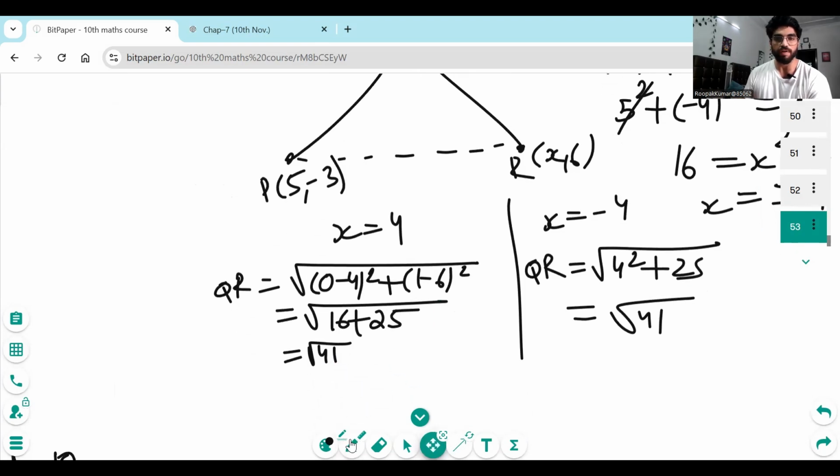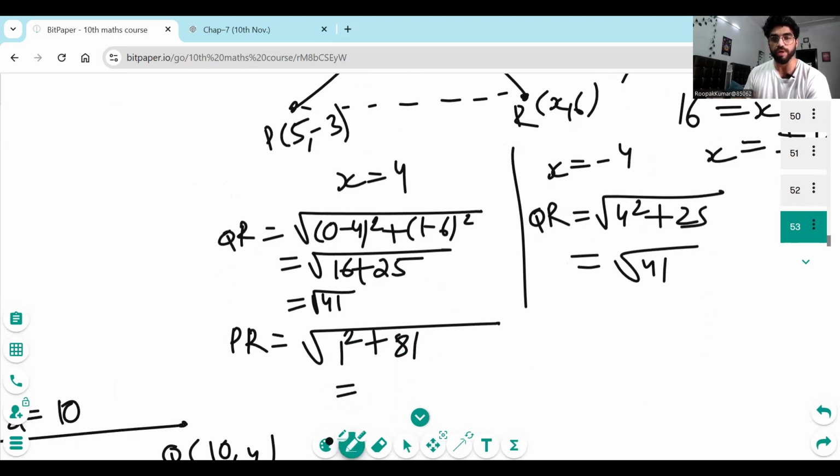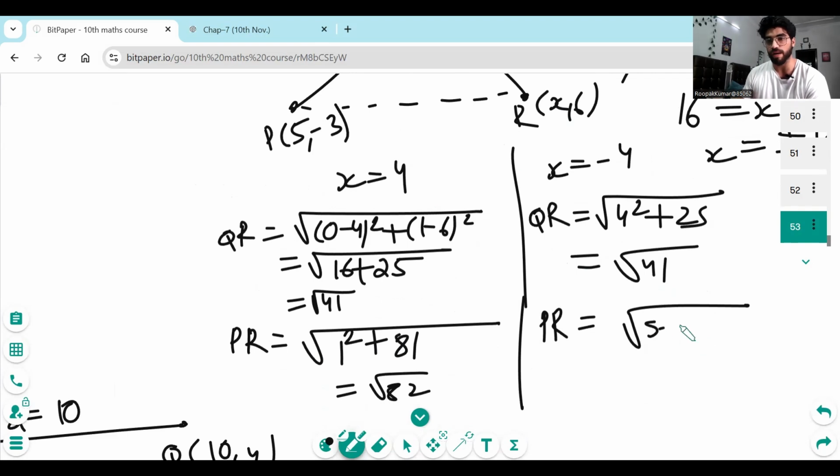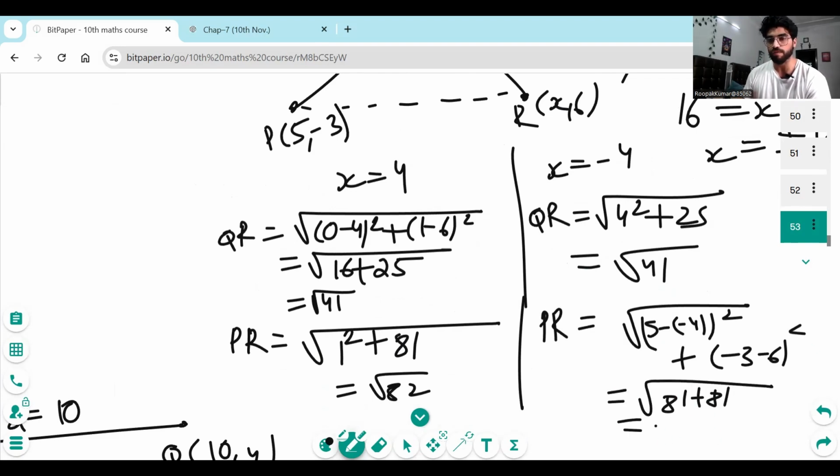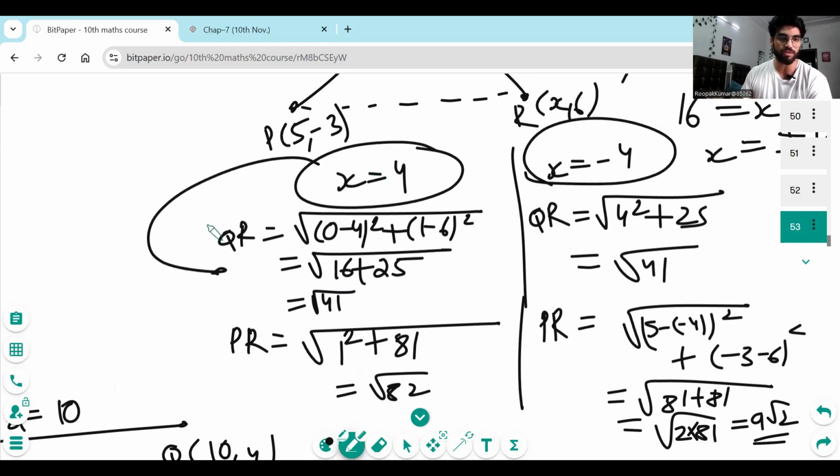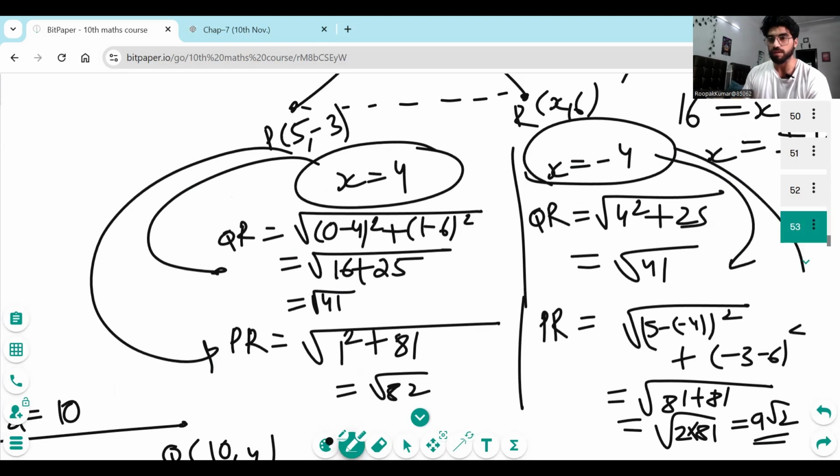But if we go for PR, let's see what happens. Square root of (5 minus 4) squared, that is 1 squared, plus (minus 3 minus 6) squared, that is 9 squared, that is 81, so 1 plus 81, root 82. And if we calculate PR when x is minus 4, 5 minus minus 4 will come plus, so 9 squared, and minus 3 minus 6 is 9 squared. So this will be 81 and 81, so twice 81, and that will come out as 9 root 2. So that will be the sides. You have to find the values for both. If x is positive, these two values; if x is negative, these two values will come.